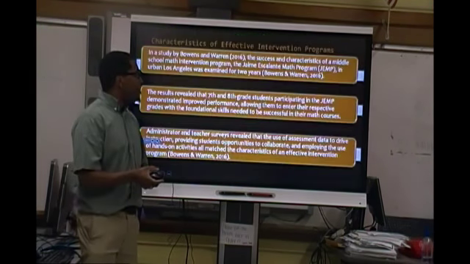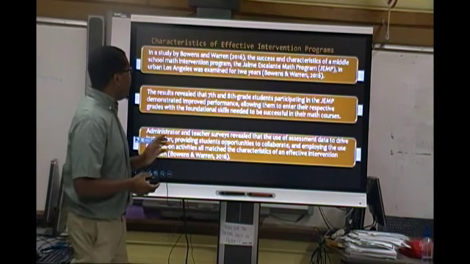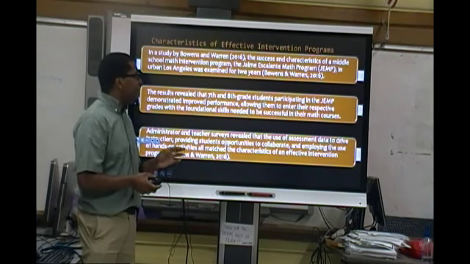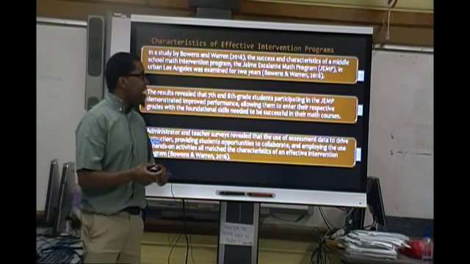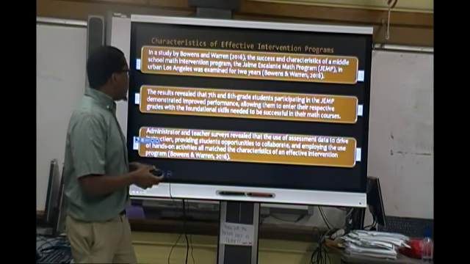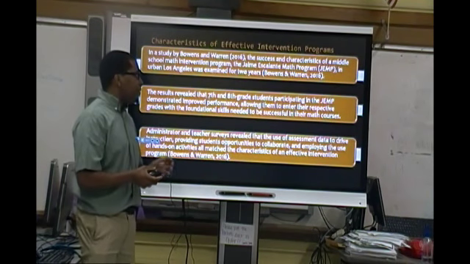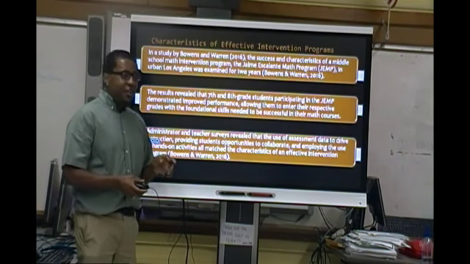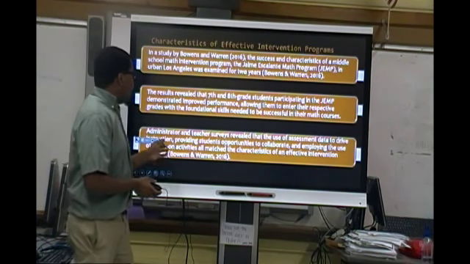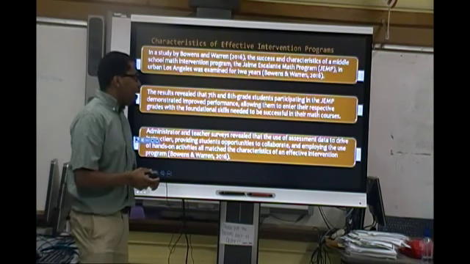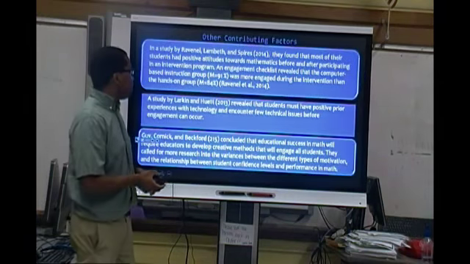In the next area, characteristics of an effective intervention program, Bowens and Warren in 2016 studied an intervention program in Los Angeles called the Jamie Escalante Math Program. And basically their results revealed that 7th and 8th grade students participating in the program demonstrated improved performance, allowing them to enter their next grade with the foundational skills needed to be successful. And teacher surveys and administrator surveys also revealed that they had the characteristics of effective intervention programs.